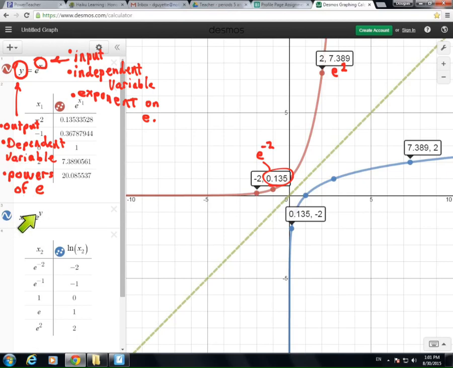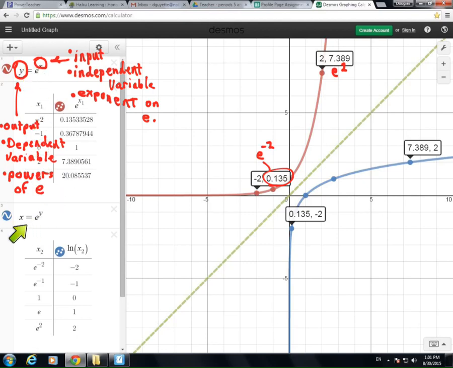This is inverting, so we are going to put in powers of e and put out exponents. So what I did was I just basically took the powers of e, like e to the -2, e to the -1, and so forth, and then I used the natural log of x, which gives me all the natural logs, which is essentially all of the exponents. So here's what I learned. The natural log is what we call the inverse of an exponential function.